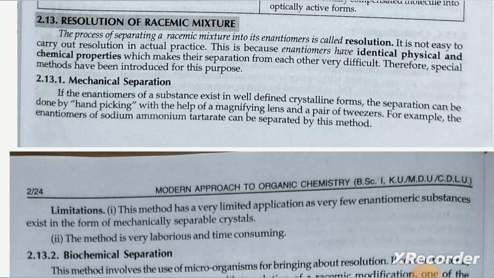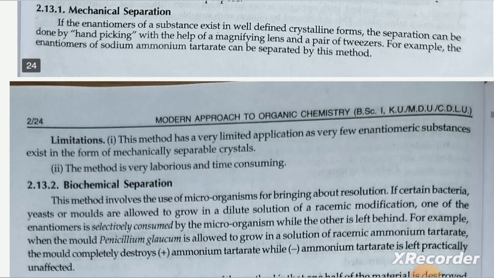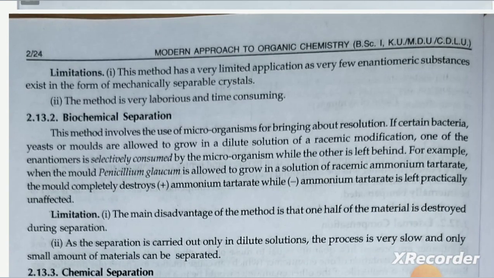First is mechanical separation. If the enantiomers of a substance exist in a well-defined crystalline form, the separation can be done by hand picking with the help of a magnifying glass and a pair of pincers. For example, the enantiomers of sodium ammonium tartrate can be separated by this method. Limitation: first, this method has very limited application, as very few enantiomeric substances exist in the form of mechanically separable crystals. Second, this method is very laborious and time consuming.